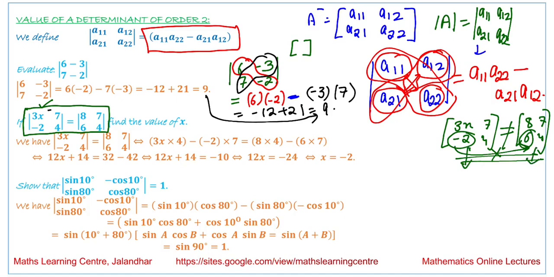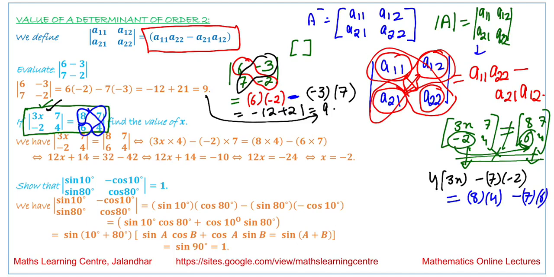So if we calculate the determinant of the first part, it is 3x into 4 minus 7 into minus 2. This is the determinant of the first matrix, and it is given that this is equal to the determinant of the second matrix, so that will be 8 into 4 minus 7 into 6, these two diagonal elements.